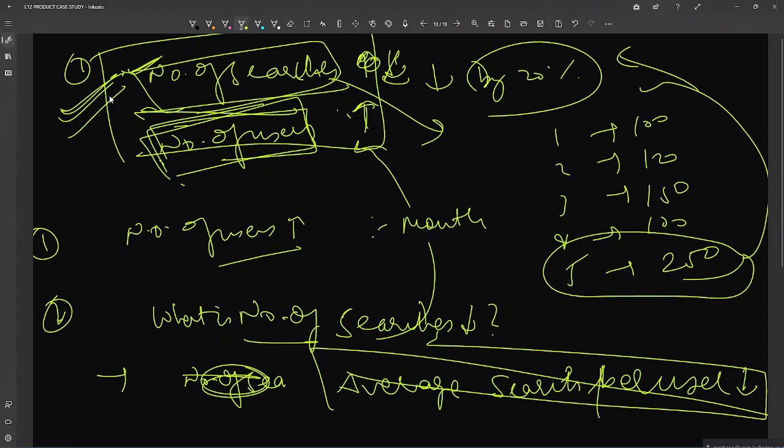Anyone in the class who is not able to understand? Hello? It's clear. Understood. Anyone who has not understood? Hello? Anyone who has not understood?